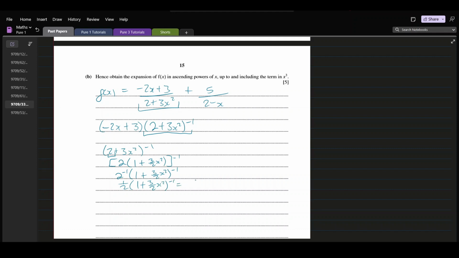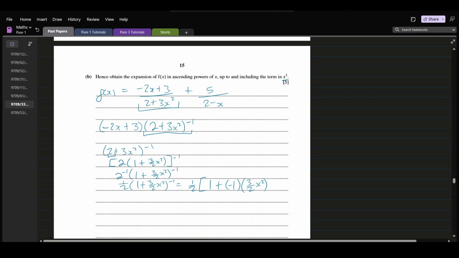And now let's use the formula for binomial expansion. So this becomes half times (1 + n times x), where n is negative 1 and x is 3/2 x². Now, if we were to continue expanding, the next term that we would get is in x to the power 4, but we're told to only go up to x³, so we will stop here.